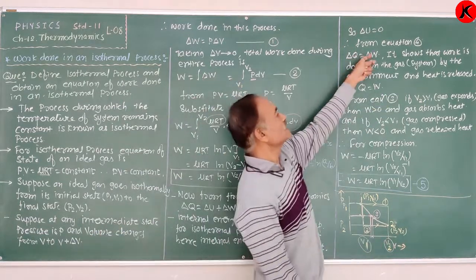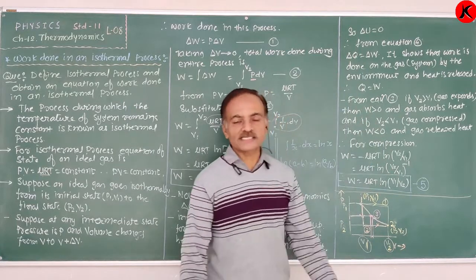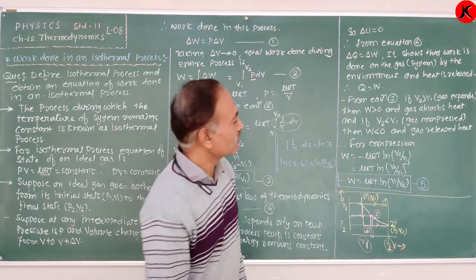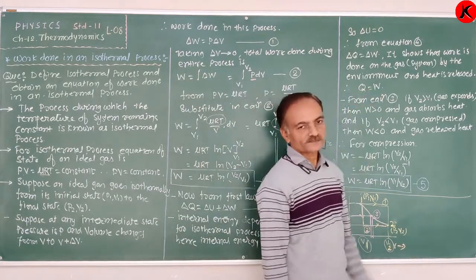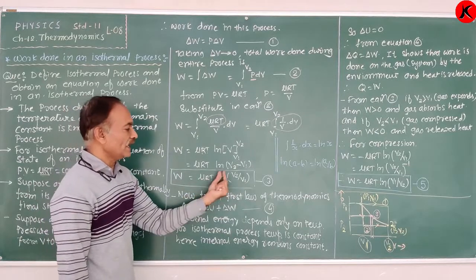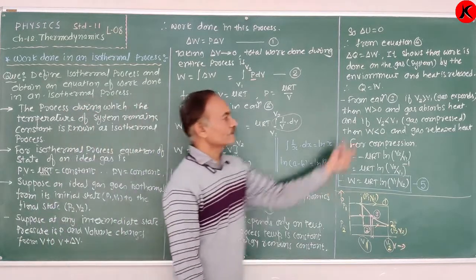Therefore, Q is equal to W. How much work done is equal to the heat released. Now our equation 3: W is equal to mu RT ln V2 upon V1.